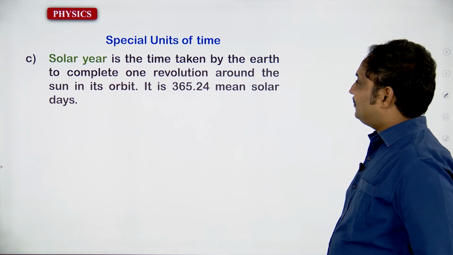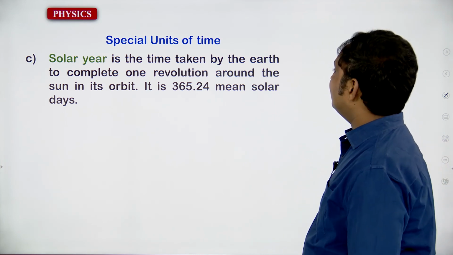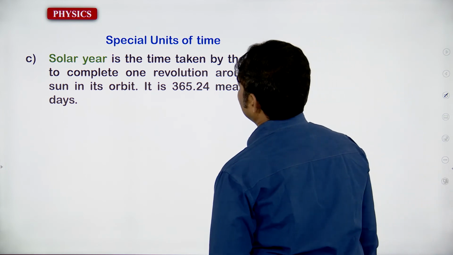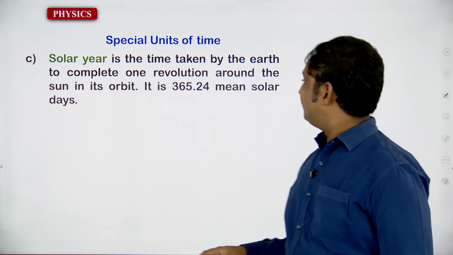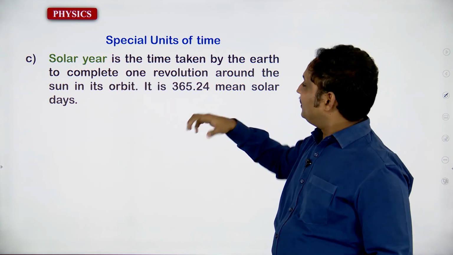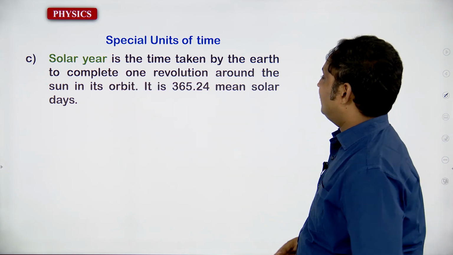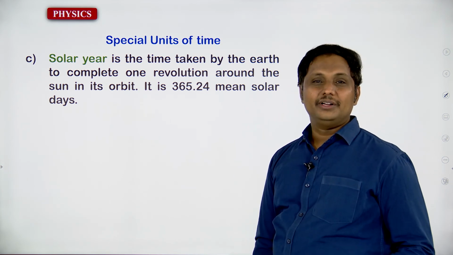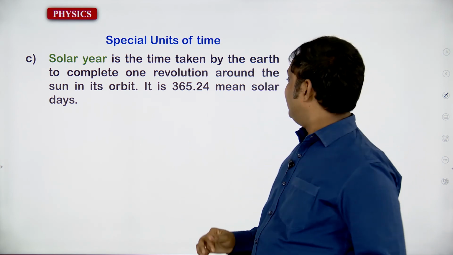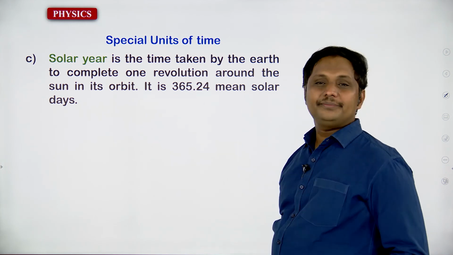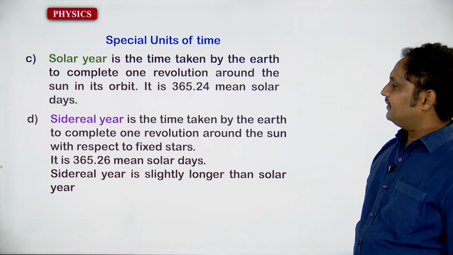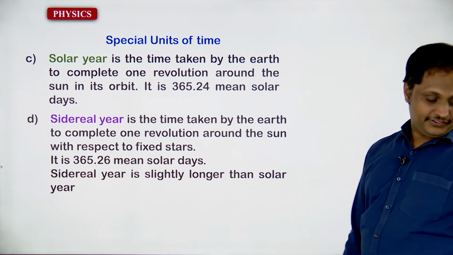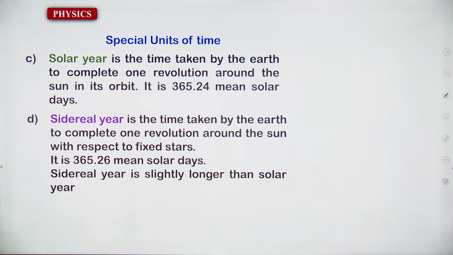Just you have to get that solar year. It's easy: the time taken by the earth to complete one complete revolution around the sun in its orbit. It's very clear, around 365.24 mean solar days. At the same time, you will get the sidereal year also. Just have a look into what relation we can go for between the solar year and the sidereal year.